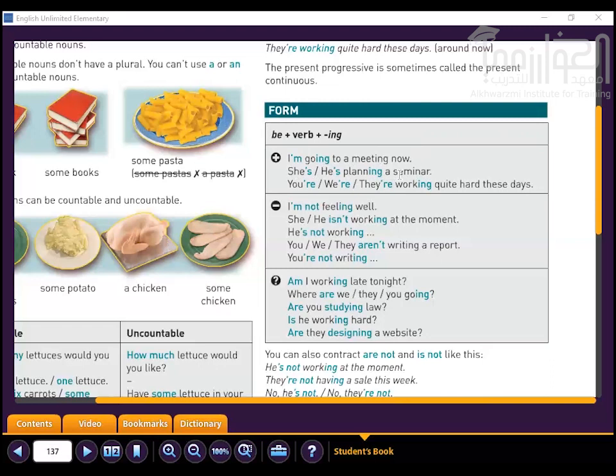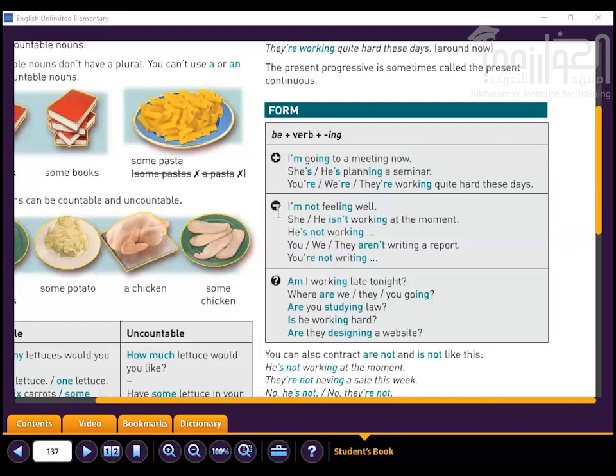We said a seminar is a small class with a teacher when they talk about any topic, maudu, any topic, okay? And then you're working quite hard these days. So you're working hard, quite hard these days. We're working quite hard these days. Or they're working quite hard these days.